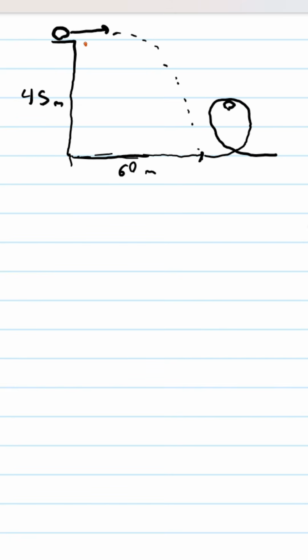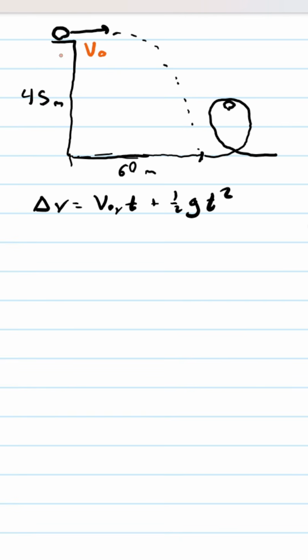We first need to solve for this v naught that this ball is launched from. To do this, we'll have to use our kinematic equations. So let's start with the y direction. In the y direction, we know that the change in y equals the v naught in the y direction times time, plus 1/2 the acceleration, which in the y direction is just gravity, times time squared.